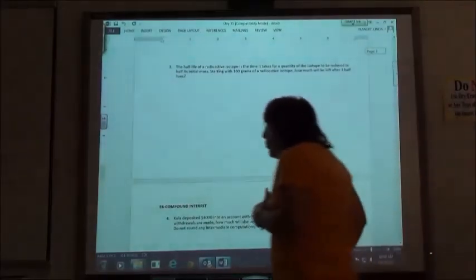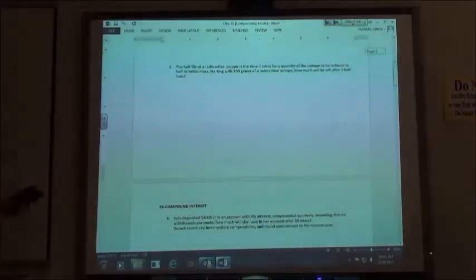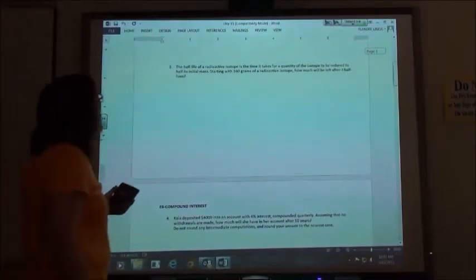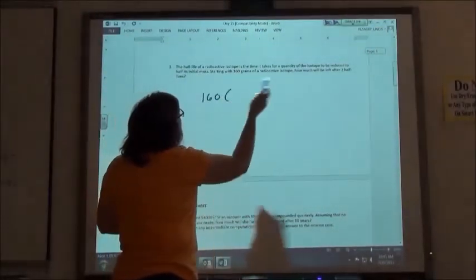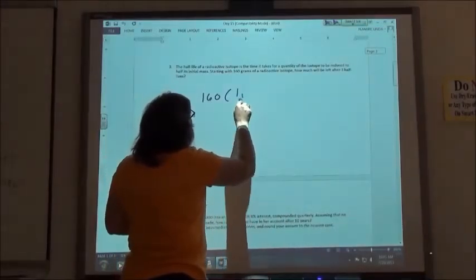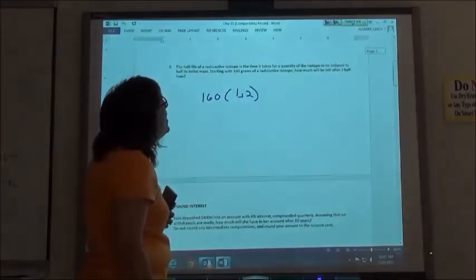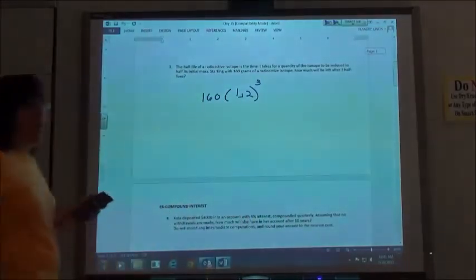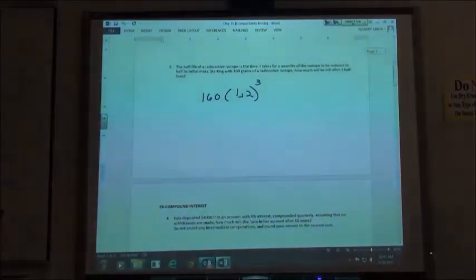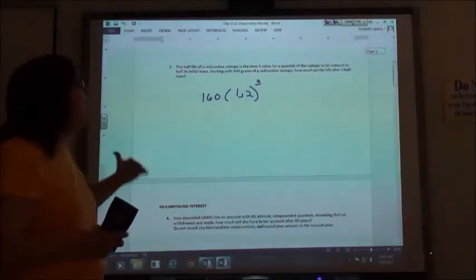So the third one here is one of those half-life ones. We did those half-life. It says the half-life of a radioactive isotope is the time it takes for the quantity of the isotope to be reduced to half its initial mass. We started with 160 grams. We're going to do the half-life, so 1/2. And we want to know how much will be left after 3 half-lives, so to the 3rd power. On those other ones we did, they said, oh, a half-life takes 10 hours and we had to do a fraction. This is just telling you how many half-lives it would be.